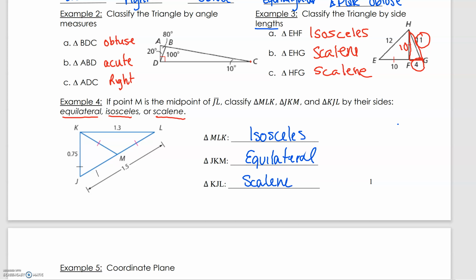And hopefully you got isosceles, equilateral, and then scalene. So MLK, this triangle here, has 2 tick marks. That's how we got isosceles, at least 2 sides congruent. JKM, we have all 3 with tick marks, so equilateral. And then KJL, the triangle as a whole, we can see all these sides right there, and they're all different, so scalene.